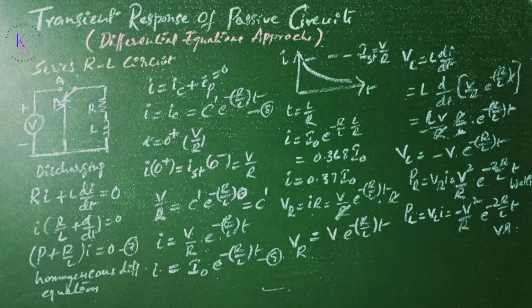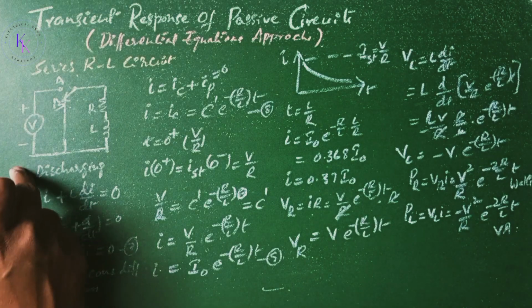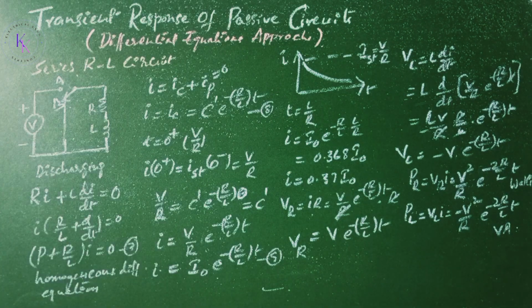This is regarding the transient response of a series RL circuit for a DC voltage source in two cases. One is charging and the other is discharging.